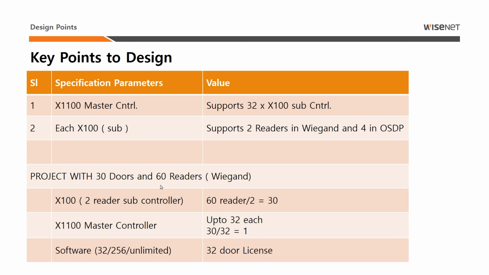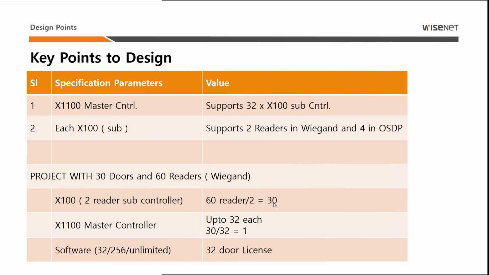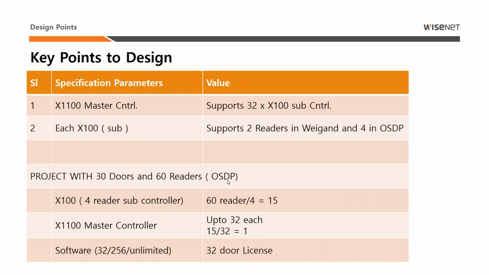In this case, if you use the Wiegand method, maximum two readers per subcontroller, so 30 subcontrollers required. However, if you use OSDP, it supports two doors or four readers. If you divide 30 by 2 doors, 15. If you divide 60 by 4 readers, 15. So you need only 15 boards.